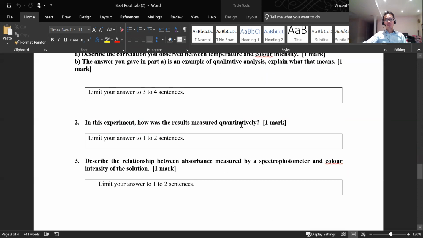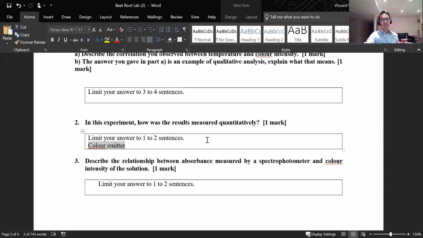How were the results measured quantitatively? We use the colorimeter, right? Okay, many people put color emitter. That's not correct. It's colorimeter, but I did not take off the marks. Okay, it's probably, I don't know, maybe it popped up in the auto generated caption or something in the video. Many people put color emitter. Okay, I'm not sure where that came from.